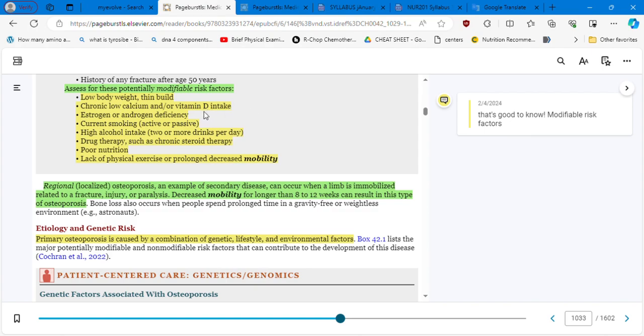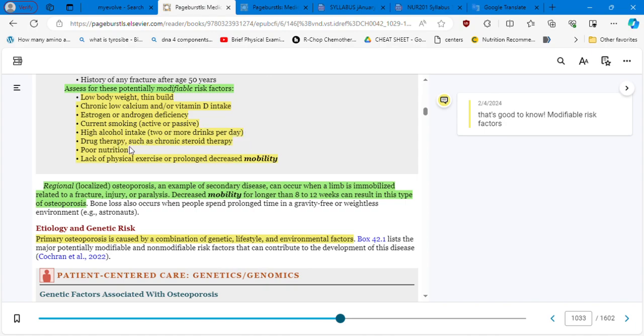Maybe taking estrogen, stop smoking, either active or passive. If you're a passive smoker, try to get away from people around you who are smoking. Stop alcohol intake, two or more drinks per day. Honestly, we should stop drinking alcohol, not only for osteoporosis, but also, as we're going to see in future lectures about different systems, for example the GI system, how bad alcohol is for our body.